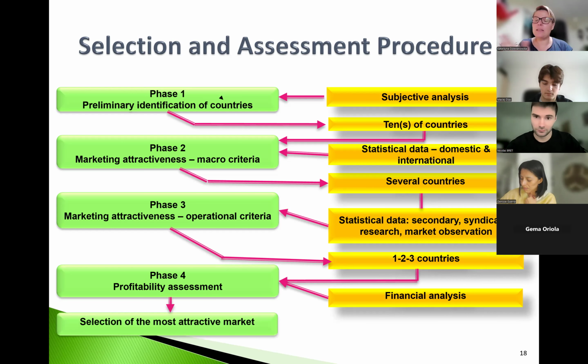So as you can see, the systematic review and selection of a country comes in those steps, phases. And each time you narrow it down and you collect a different set of information. So I am going to go through these 3 phases in a little bit more detail.